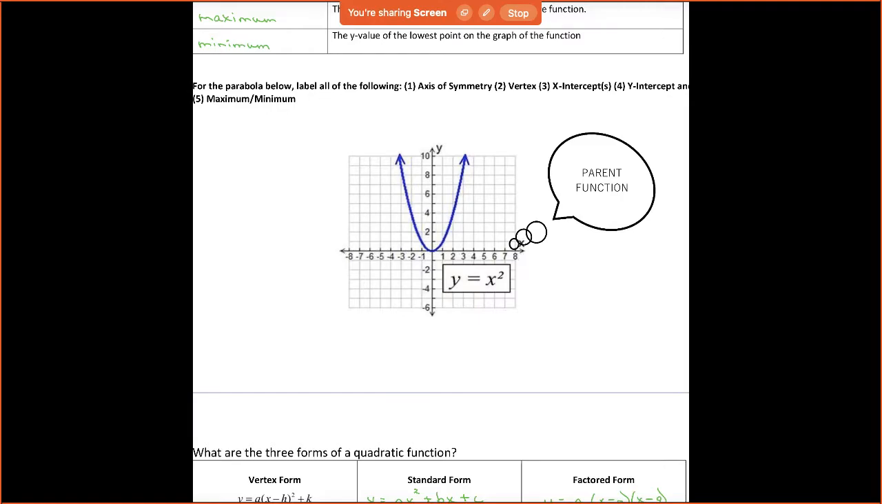Okay? But for this first part, it says that we need to label the axis of symmetry, the vertex, the x and y intercept, and then the minimum or maximum point. The thing about this parent function is a lot of those things are all at the origin. So I'm going to go ahead and I'm going to highlight the axis of symmetry. Why is that the axis of symmetry?